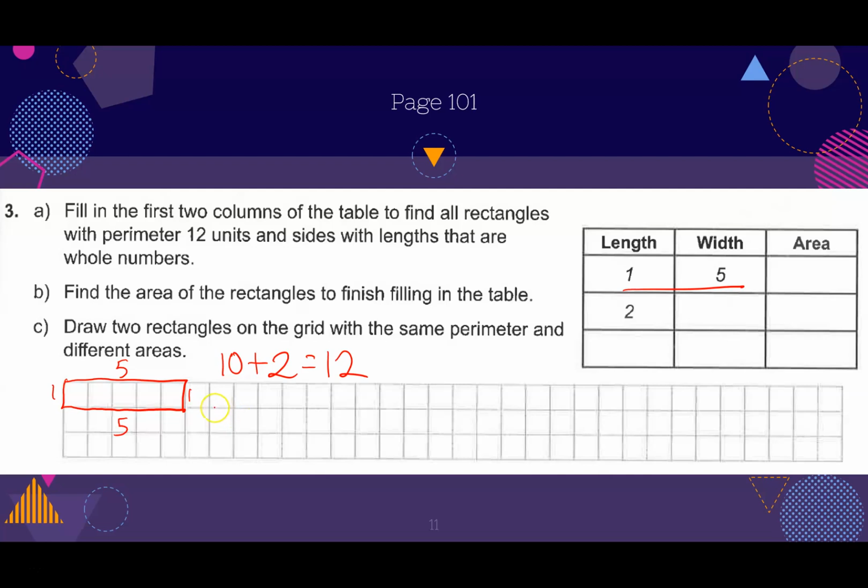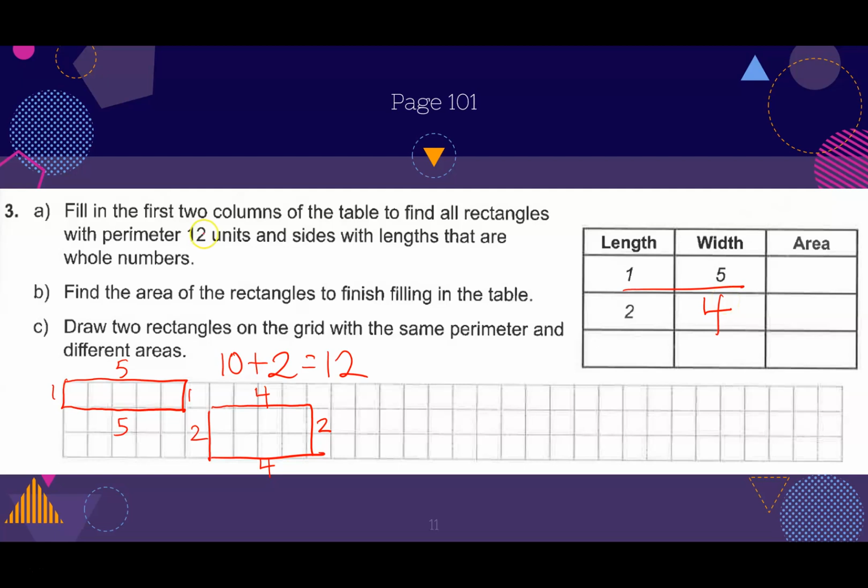Can we make another shape with a width of 2? So we know that the 2 shorter sides will give us a total of 4. That leaves us with 8. If we split that in 2, we know that the length must be 4. So 2 plus 2 is 4, plus 4 more is 8, and another 4 is 12. So if the length is 2, the width is 4.